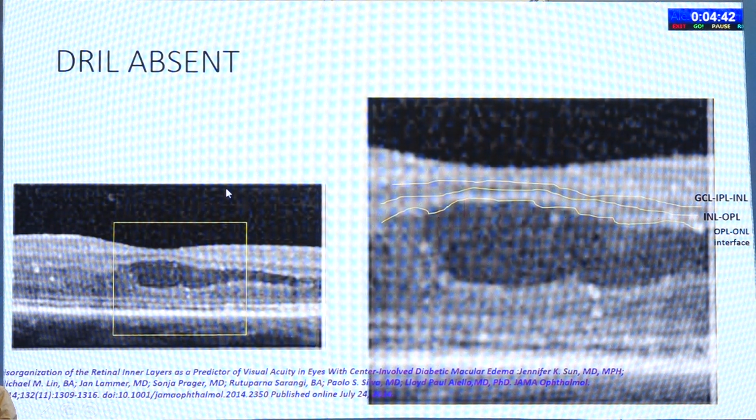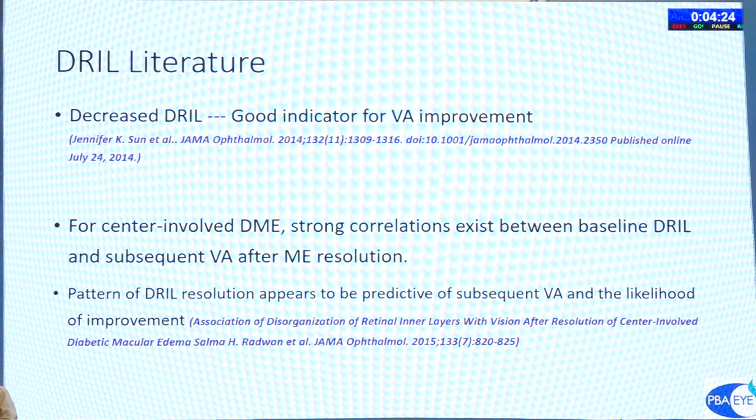Here is another photograph. It looks like initially it's DRIL, but it's a large cyst which puts the layers together, but you can differentiate them. So this is not DRIL. DRIL is absent here, and the prognosis is definitely better compared to the last one. Decreased DRIL is a good indicator for visual acuity improvement, and for center-involving diabetic macular edema, strong correlations exist between baseline DRIL and subsequent visual acuity after macular edema resolution. The pattern of DRIL resolution appears to be predictive of subsequent visual acuity and likelihood of improvement.